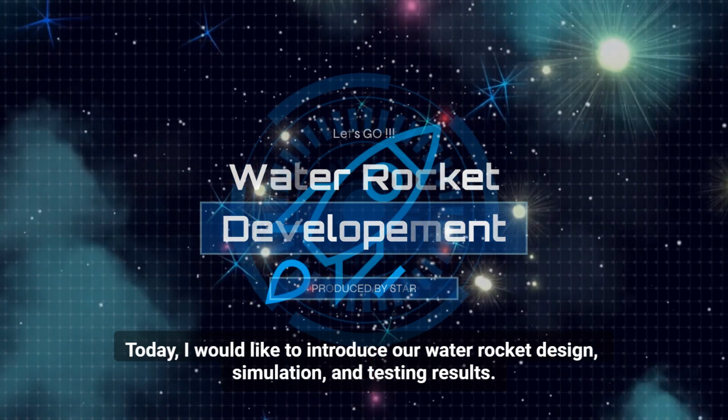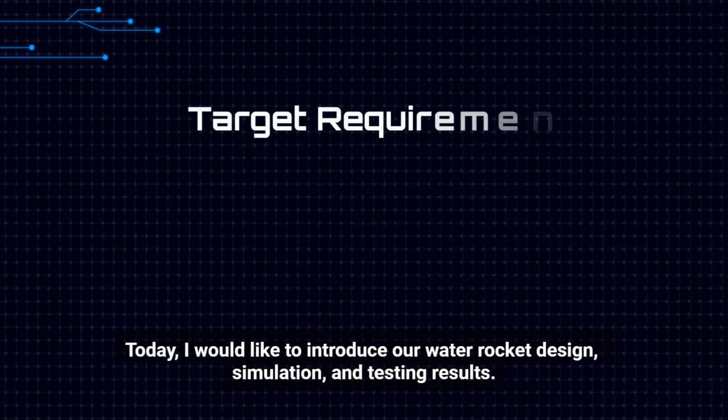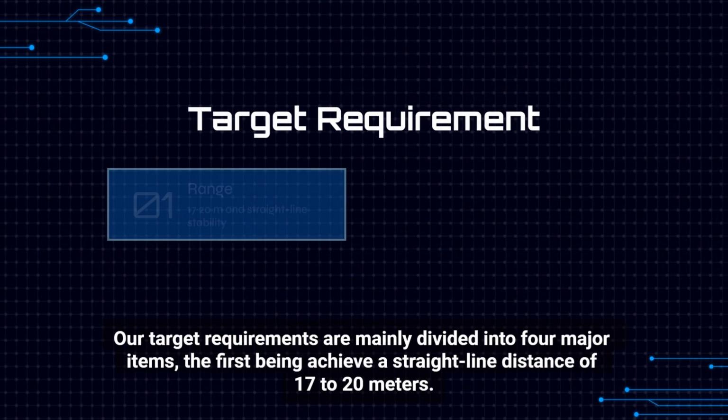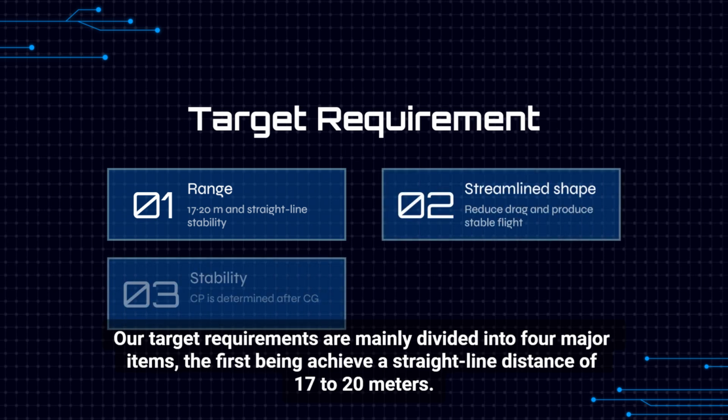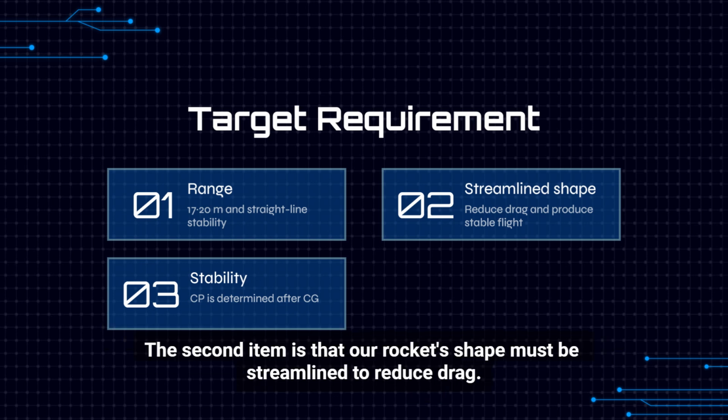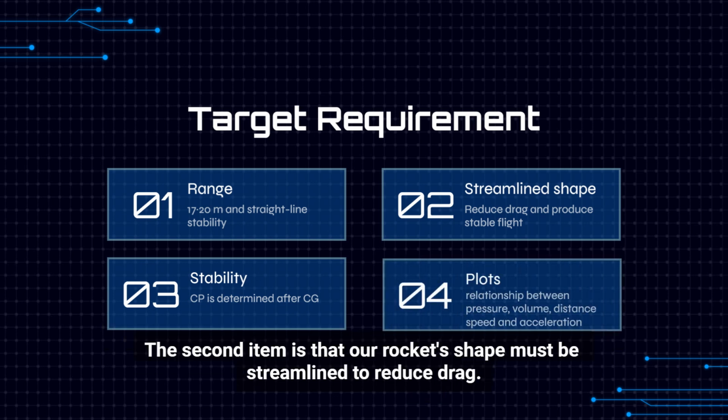Today, I would like to introduce our water rocket design, simulation, and testing results. Our target requirements are mainly divided into 4 major items, the first being to achieve a straight line distance of 17 to 20 meters. The second item is that our rocket shape must be streamlined to reduce drag.